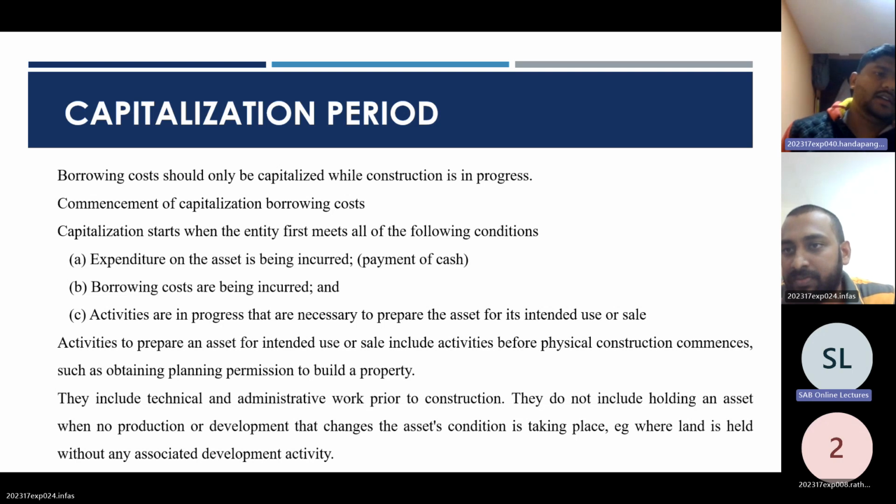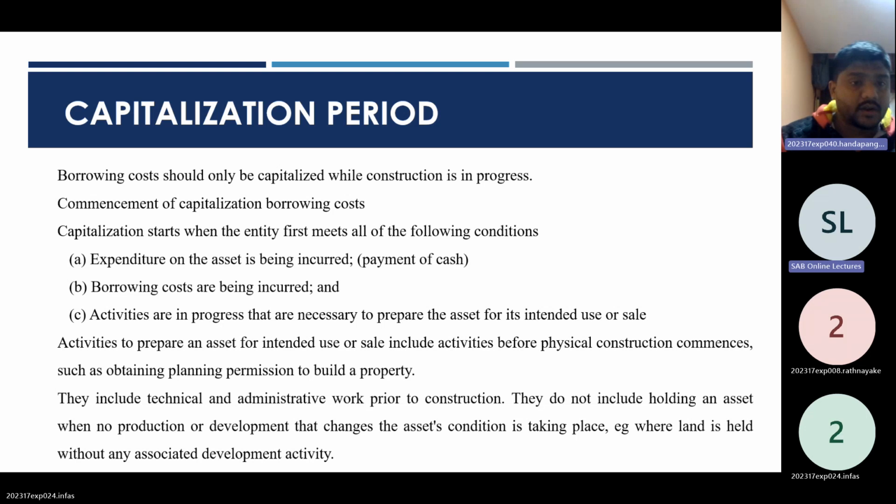Thank you very much, Elfas. In LKAS 23, for the capitalization period, we will capitalize the borrowing cost during construction in progress. To capitalize this borrowing cost, we should meet 3 conditions. First, expenditures on the asset should be incurred, the second is borrowing cost should be incurred, and the third is that activities are in progress to prepare the asset for its intended use or sale. So when we complete these three conditions, then we can start to capitalize this borrowing cost.